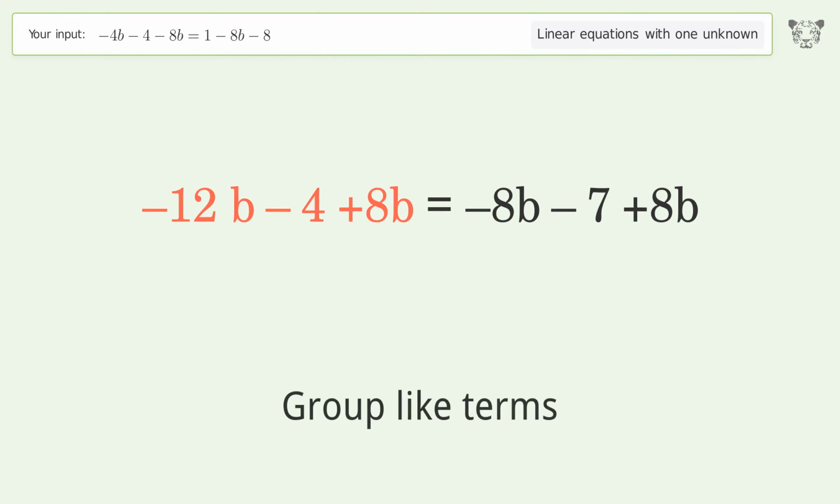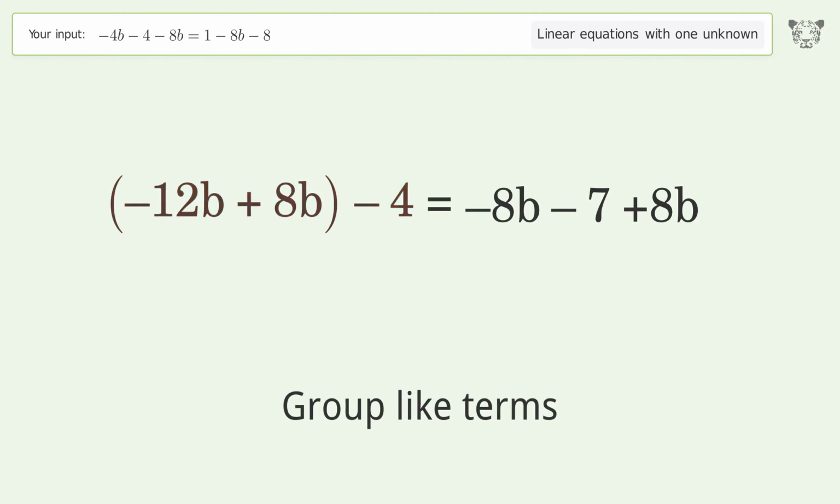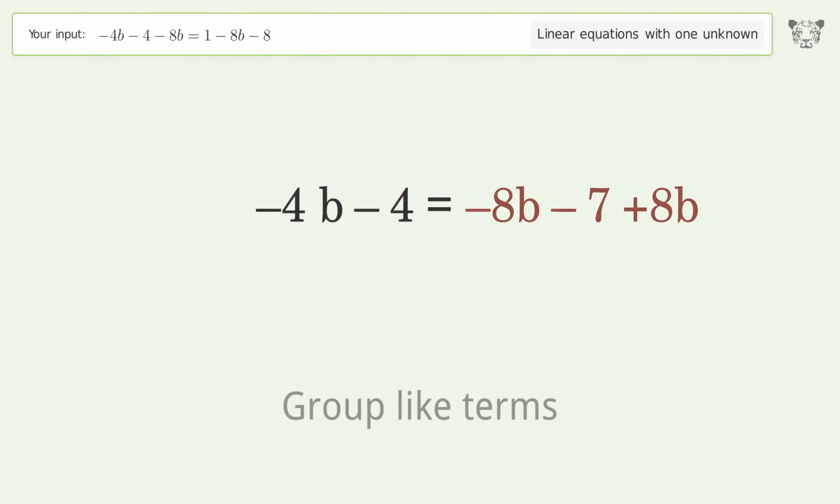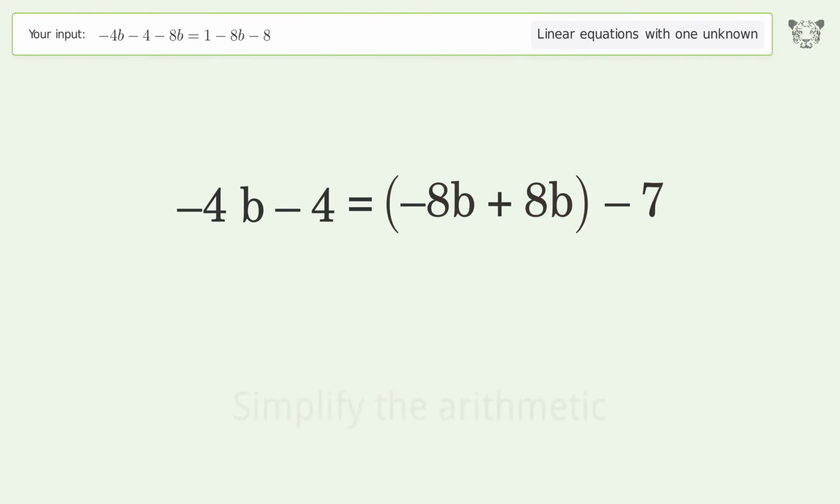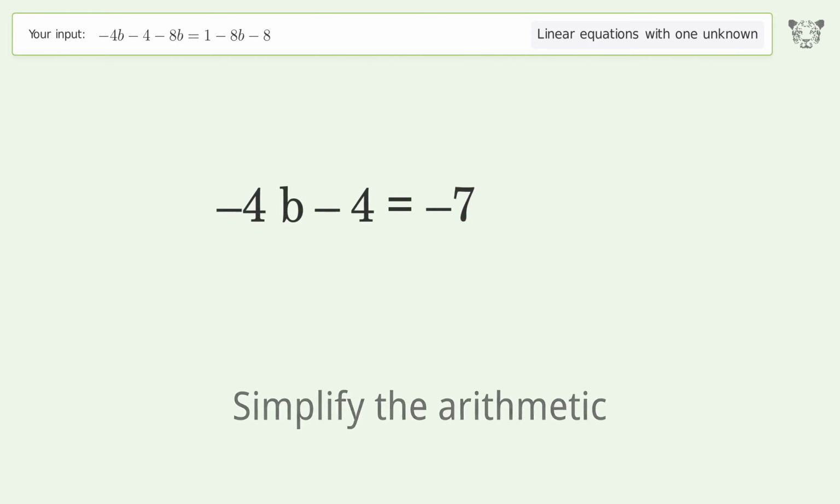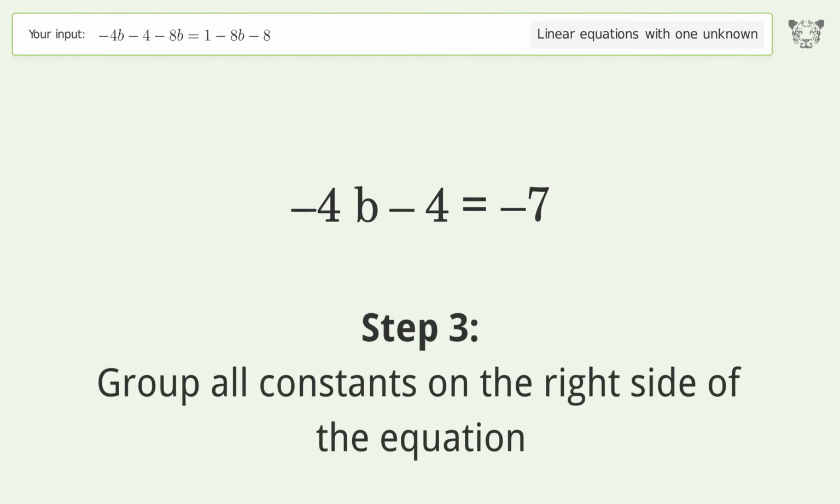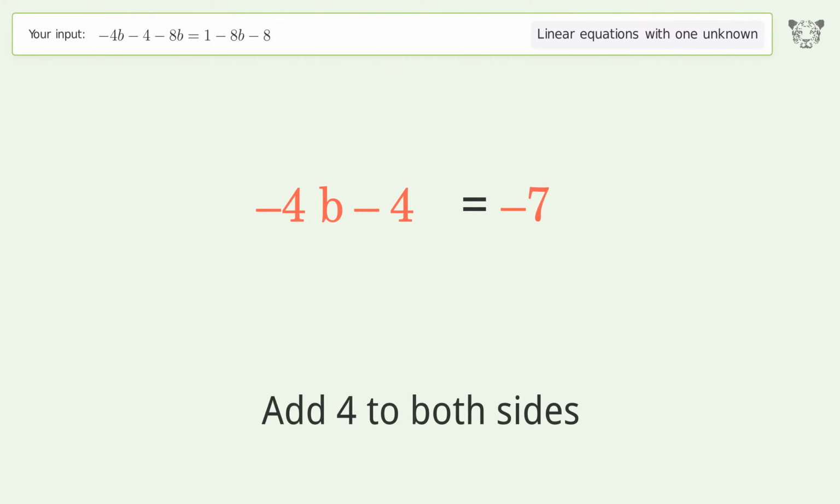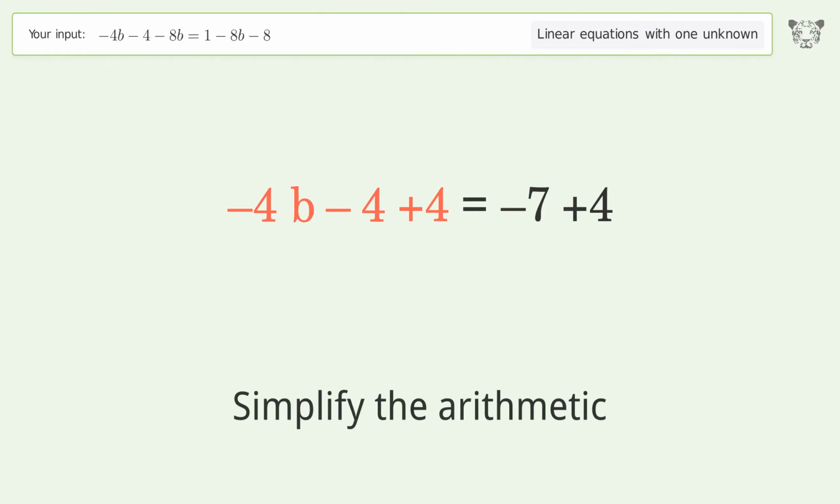Group like terms. Simplify the arithmetic. Group like terms. Simplify the arithmetic. Group all constants on the right side of the equation. Add 4 to both sides. Simplify the arithmetic.